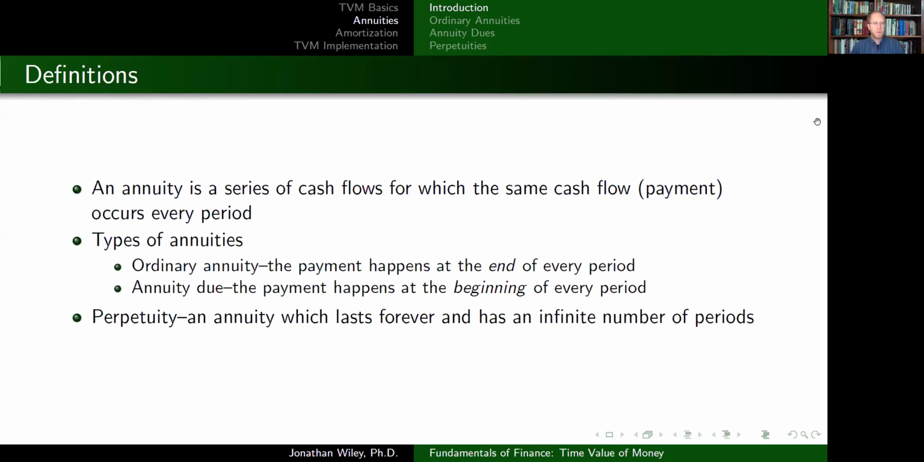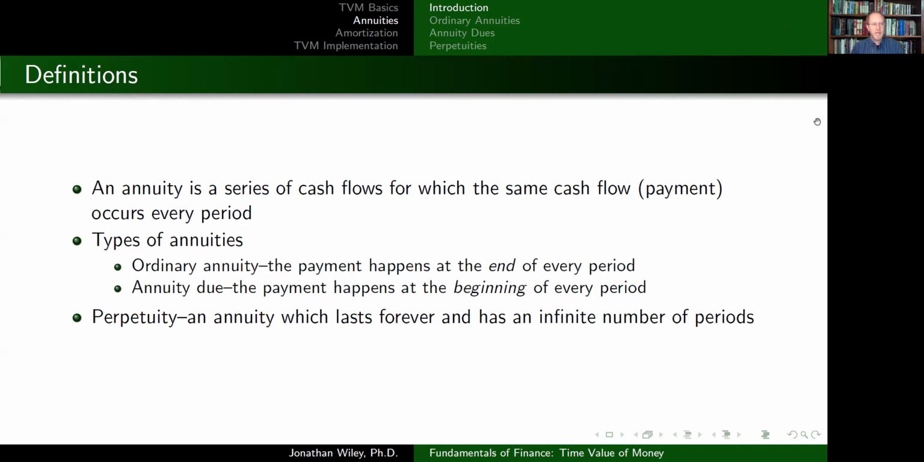Okay, so in this video, I'm going to introduce the topic of annuities. An annuity has a couple of key features. Basically, the features are you have the same amount every period for a specified number of periods. So those are the key features of an annuity: same amount every period for a specified number of periods.